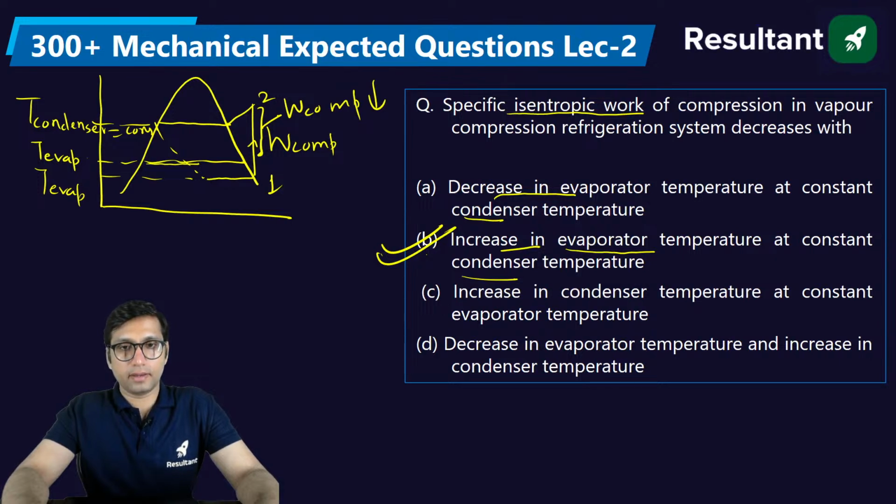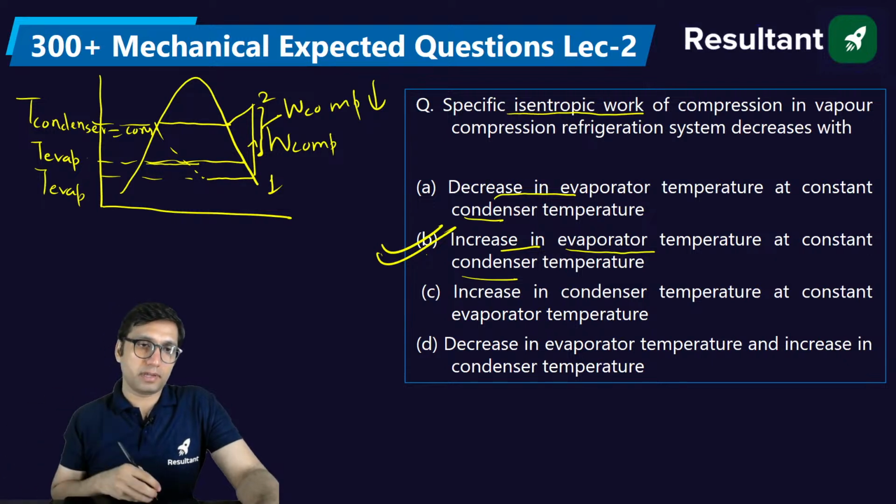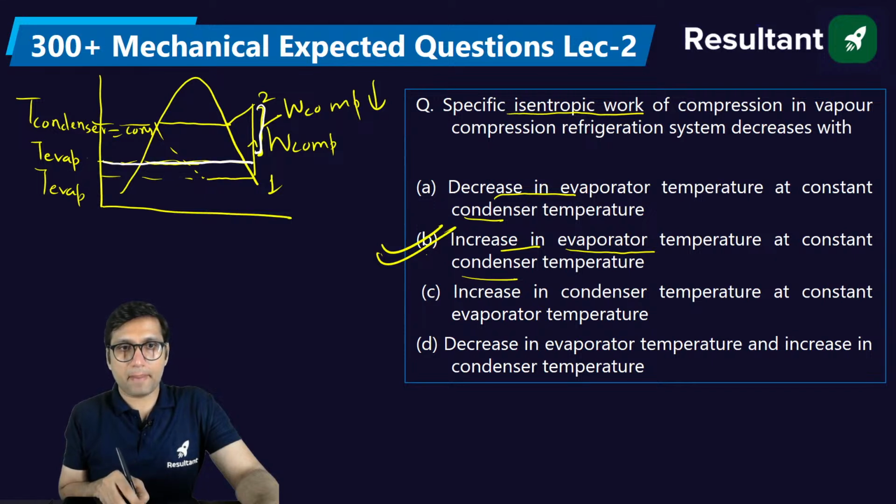Is it clear? So if you really want to have a decrease in work of compression, this will be the decrease. If you increase the evaporator temperature, and condenser temperature is kept constant, then compression work which was earlier this much, now it will be reduced.